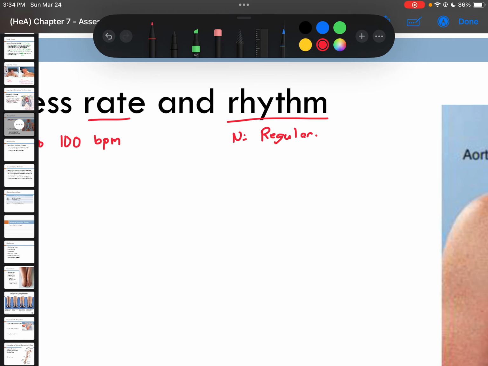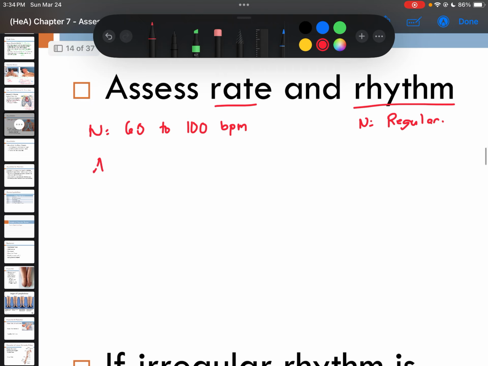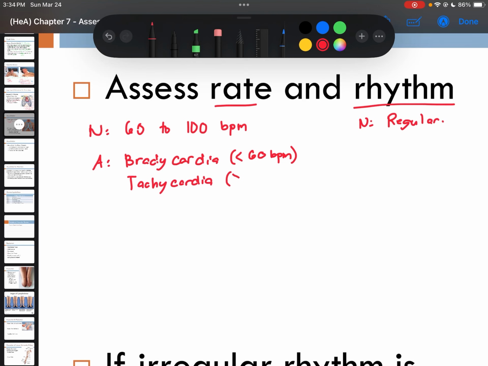Now, class, there are a few abnormal findings, among which is number 1, bradycardia. We already know what bradycardia is. Bradycardia is a heart rate that is less than 60 beats per minute. And we also have tachycardia, which is a heart rate that is greater than 100 beats per minute.